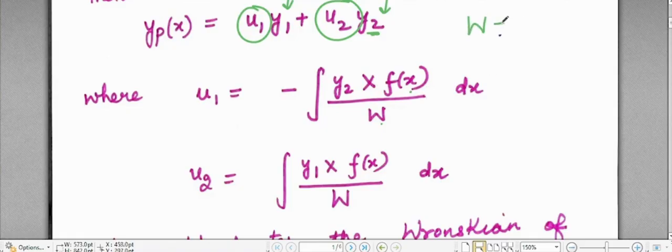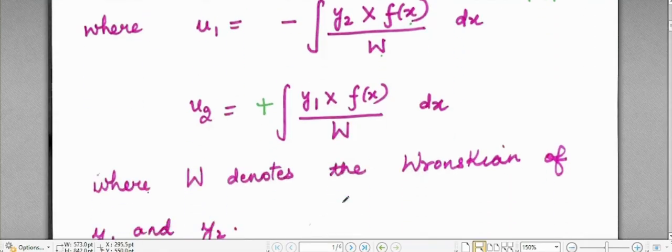We know that the Wronskian is the determinant with y1, y2 in the first row and y1 dash, y2 dash in the second. This is how we define the Wronskian of y1 and y2. So this W stands for this determinant, y2 stands for the second linearly independent solution that you have here, and Fx stands for the right hand side when the coefficient of y double dash is unity. Otherwise you'll have to divide by that coefficient before figuring out what the right hand side is. And u2 is given by the integral of y1 into, without a sign here, it's a positive integral. In u1 you had a negative sign, here you do not have a negative sign. It's the integral of y1 into right hand side upon W. W stands for the Wronskian.